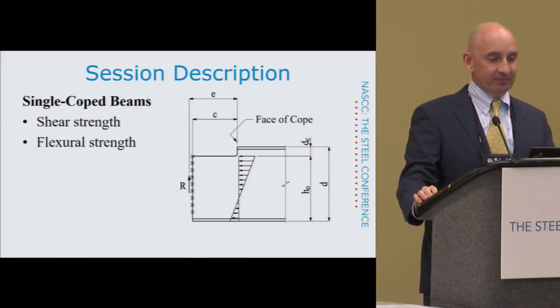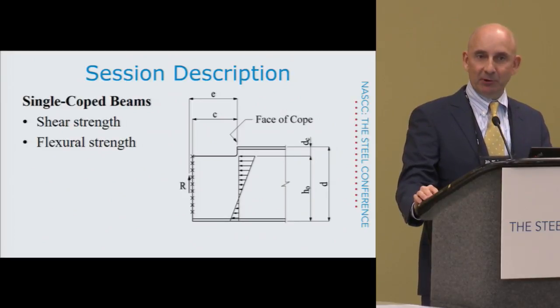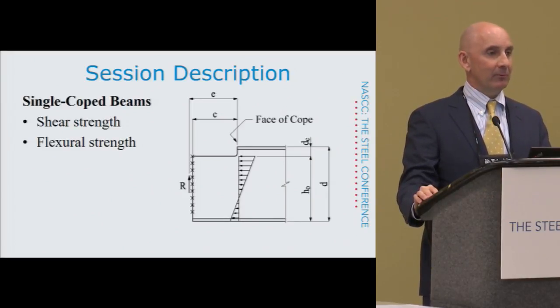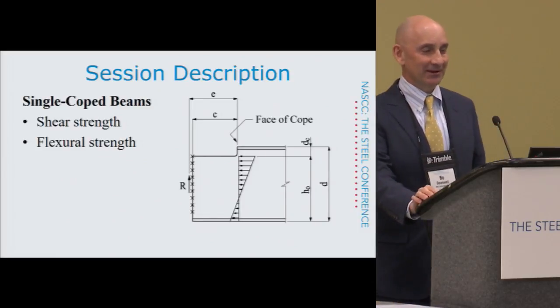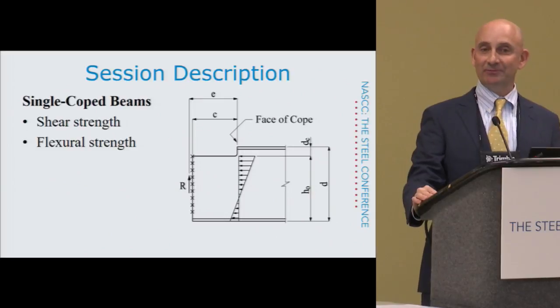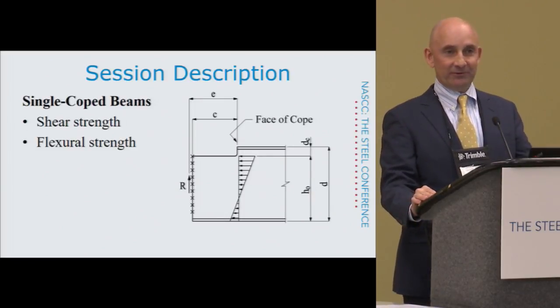So the presentation, the first half will be single cope beams, and then we'll talk about double cope beams. It'll be split roughly in half. We're going to cover the same things in both parts. We're going to have one slide on shear strength for each one, and that's because it's well defined in the specification. We don't really need anything else. Then we'll move on to the flexural strength.